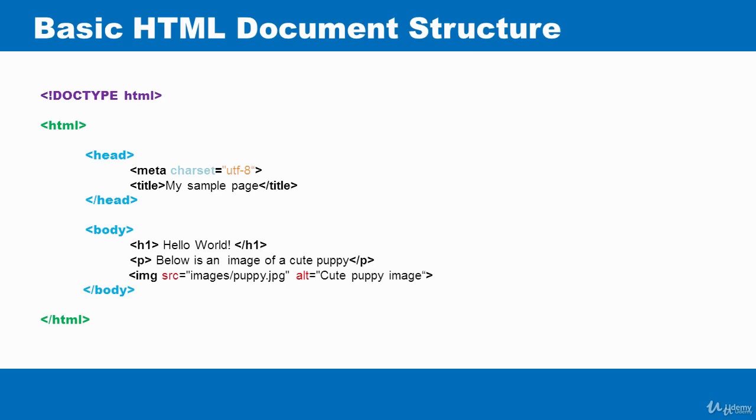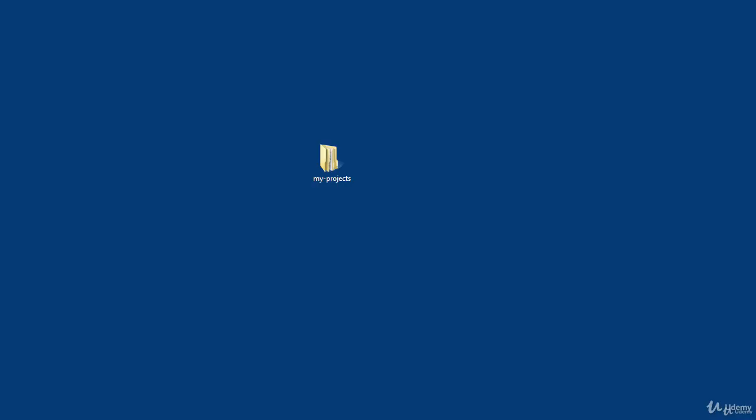Web pages are saved with a .html file extension, and the index is basically the home page or the entry page to your website if your website has multiple web pages. Let's begin by creating a folder structure for our sample HTML document.